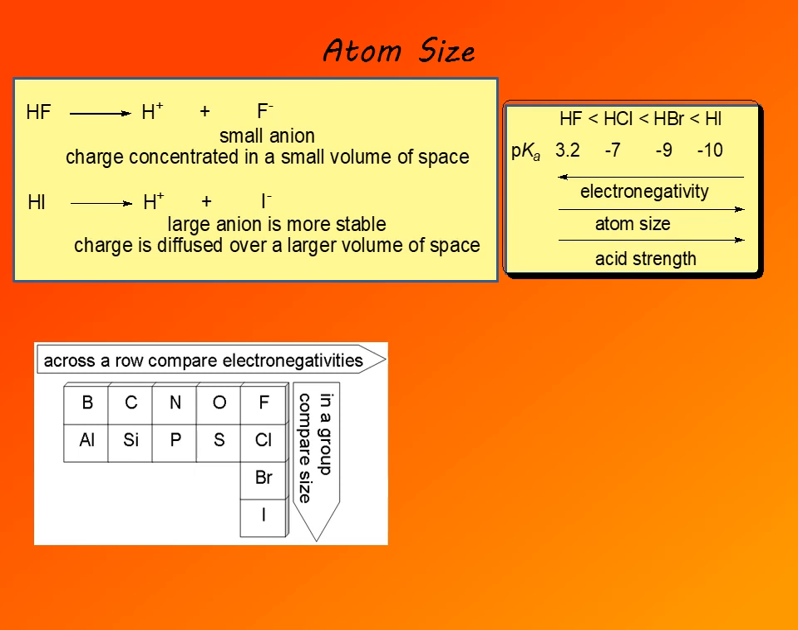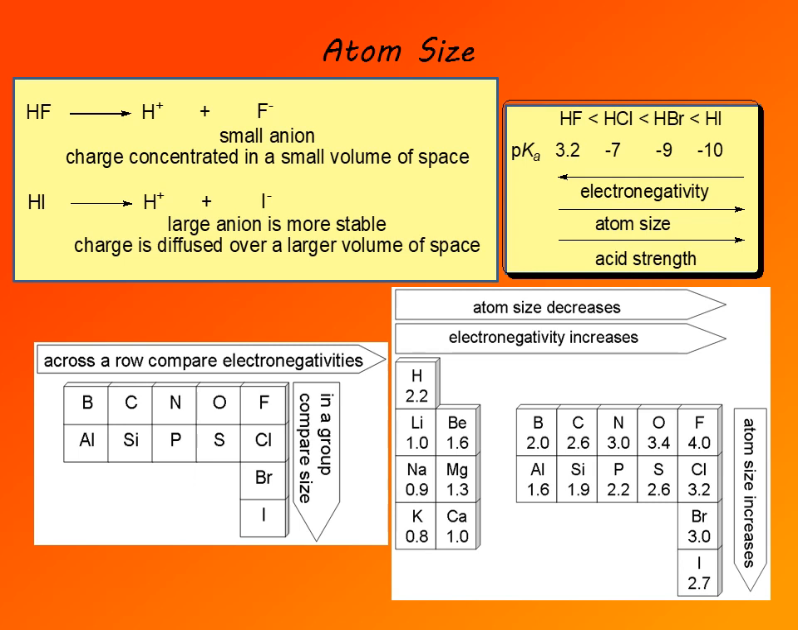So when you're comparing acid strength of 2 or more species across a row of the periodic table, or period, you should compare electronegativities. Because if those atoms that form a bond to hydrogen are in the same row, they have about the same sizes. Then you should compare electronegativities to determine acid strength. But in a group, you should compare atom size. So if you're comparing atoms from the same group, compare atom size.